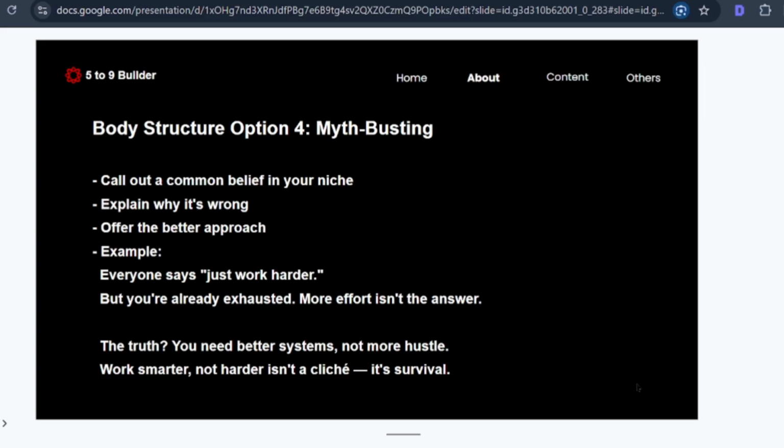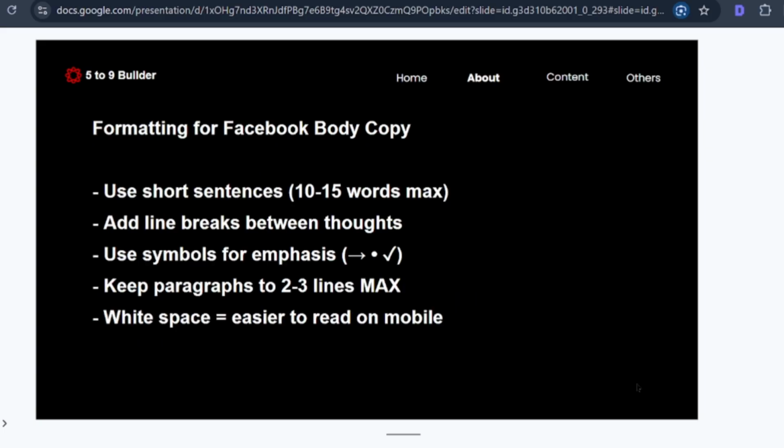So a person who believes in hard work, you tell the person, hey, hard work doesn't really pay. It's rather working smart with systems and structure that actually makes you money. You understand? So that is what the myth busting also works.